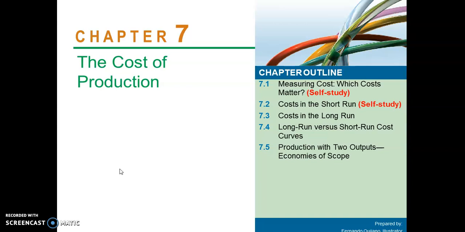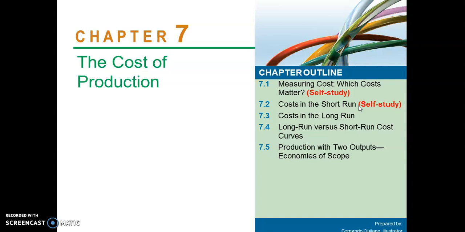This week we are going to introduce chapter 7, the cost of production. Please note that sections 7.1 and 7.2 are for self-study as it is first year work. So the narration will continue with sections 7.3, 7.4 and 7.5. Also note that sections 7.6 and 7.7 are not prescribed for second year.